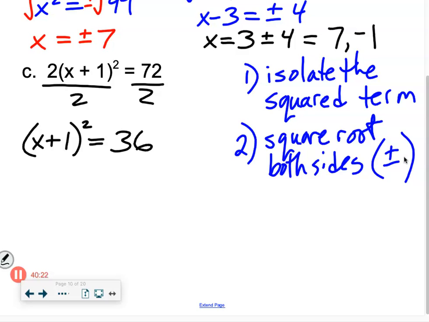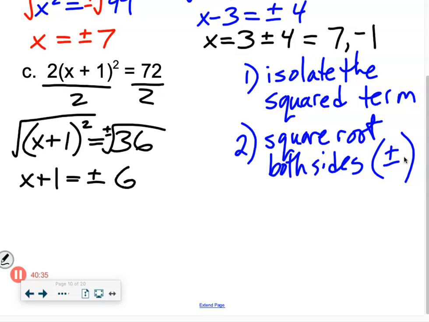36. Have I lost everybody? Yeah? Square root, put a plus or minus. What's the square root of x plus 1 squared? What's the square root of 36? 6. Subtract the 1. Oh, you're right. What's negative 1 plus 6? What's negative 1 minus 6? Negative 7. All right. Okay.